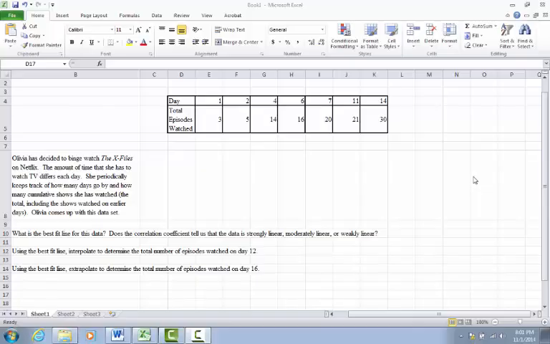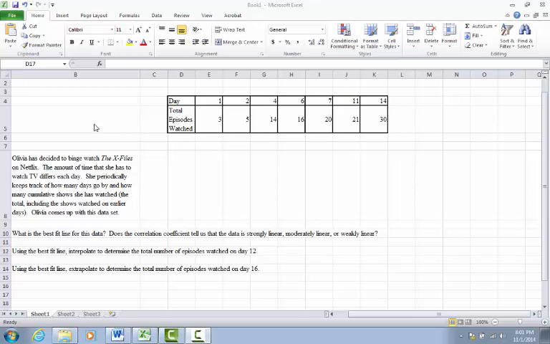All right, we have a data set. We want to make a scatter plot of this data set, perform a linear regression on it, find the correlation coefficient, and then answer the questions below. The problem says Olivia has decided to binge watch the X-Files on Netflix.